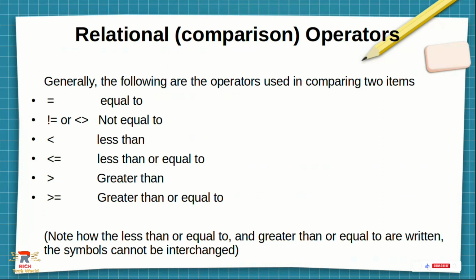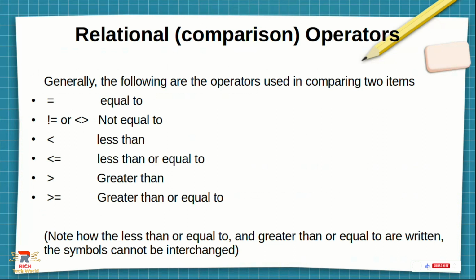Mostly in programming, when we use these operators, the outcome is a Boolean type of data, whether true or false. We are going to understand that better when we go into more detail. Note how the less than or equal to and the greater than or equal to are written; their symbol arrangements don't change.